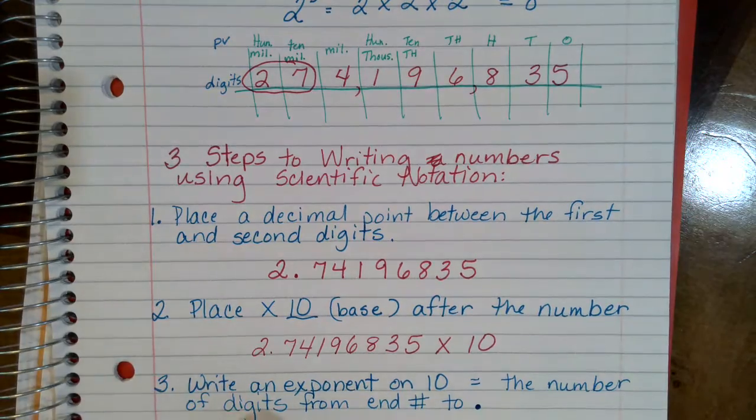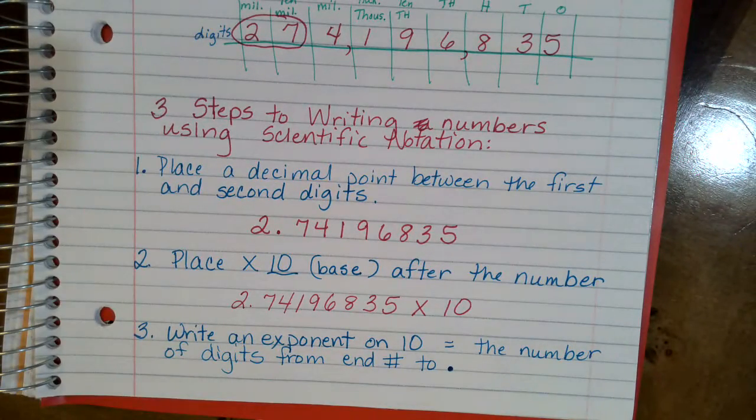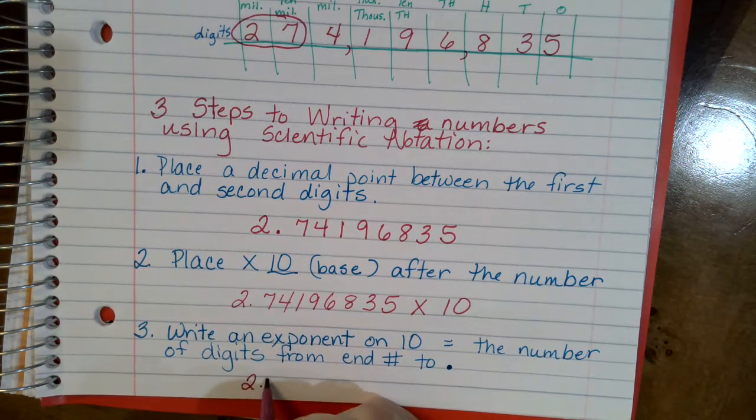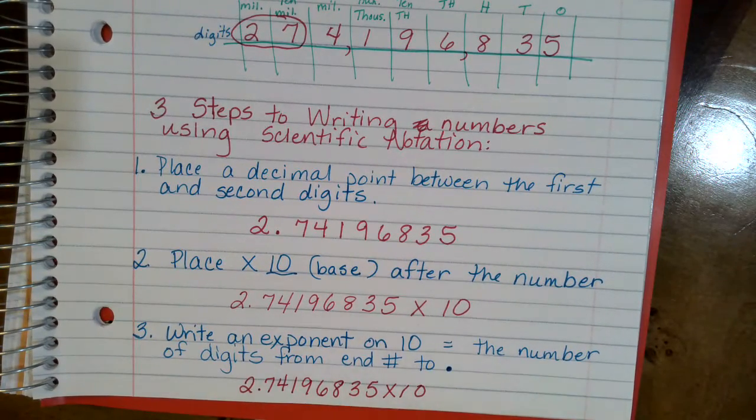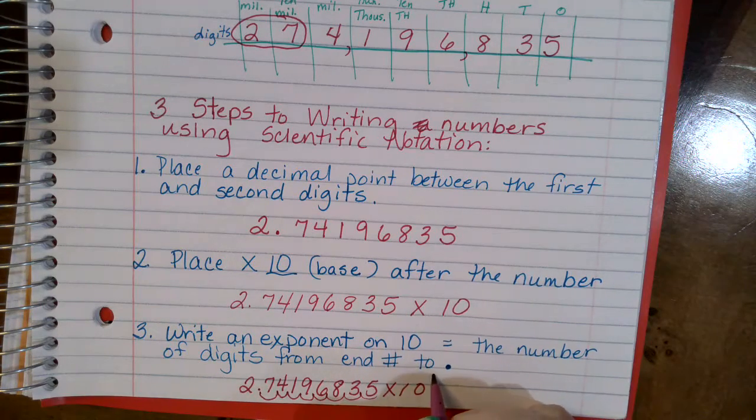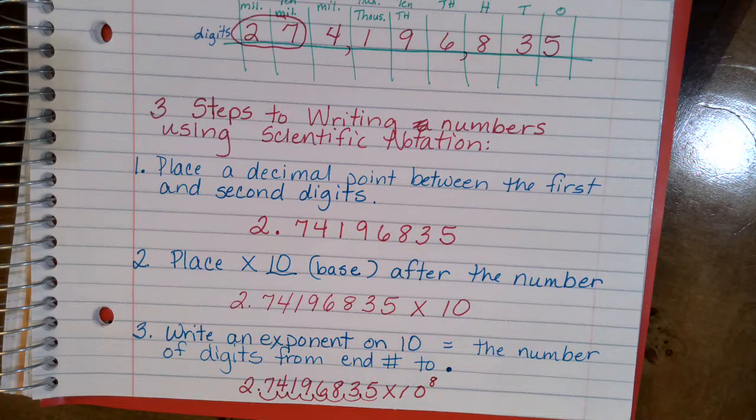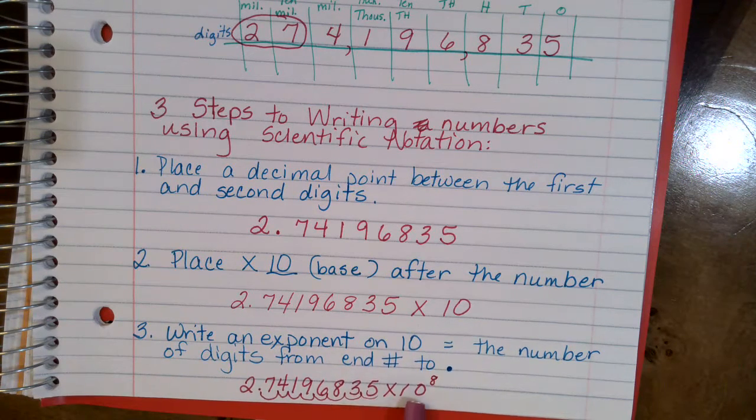All right, so if we have 2.74196835 times 10, we have to count 1, 2, 3, 4, 5, 6, 7, 8 moves. So we're going to make our exponent 8. So in scientific notation, 274,196,835 is written as 2.74196835 times 10 to the 8th, because we moved the decimal 8 places.